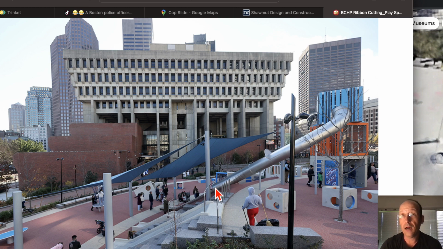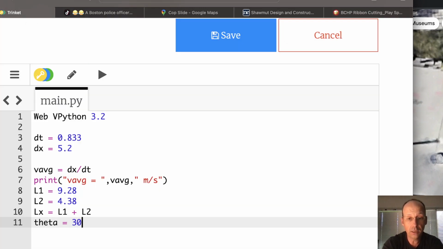And you can load this into Tracker Video Analysis and get an angle measurement, which I did, and I got about 30 degrees. I'm not going to do that. I'm just going to say theta is 30 degrees, if that's okay. So theta is 30 times pi over 180. I need it in radians. Now let's calculate how fast you'd be going with no friction.